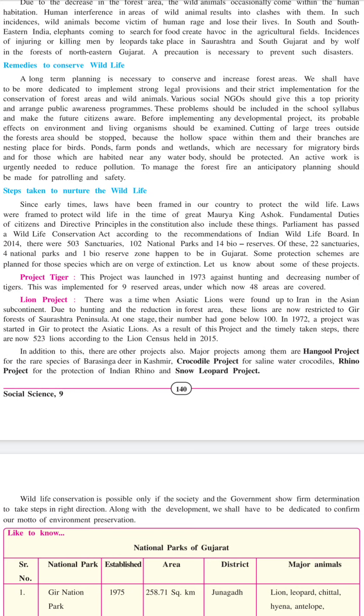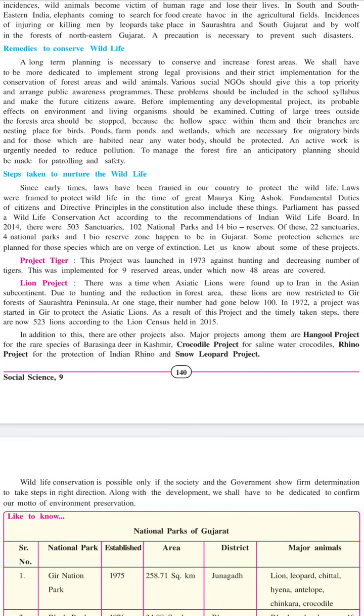The Wildlife Board in 2014 said that there are 503 sanctuaries, 102 national parks, and 14 biosphere reserves, and out of these, 22 sanctuaries, 4 national parks, and 1 biosphere reserve happen to be in Gujarat. So, dear students, you should keep an eye on these numbers. They may be asked in your examinations, so you should note these numbers and keep them in your mind.